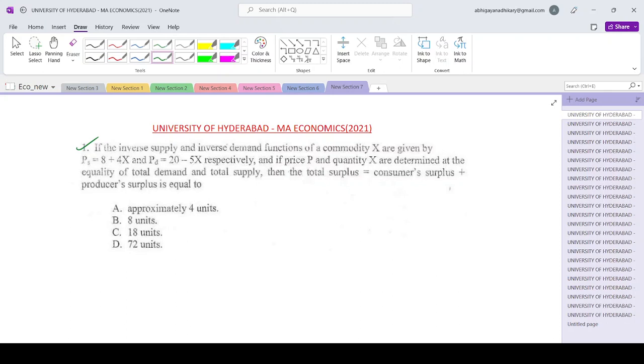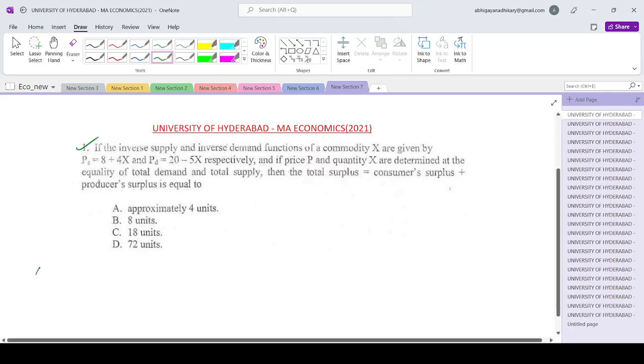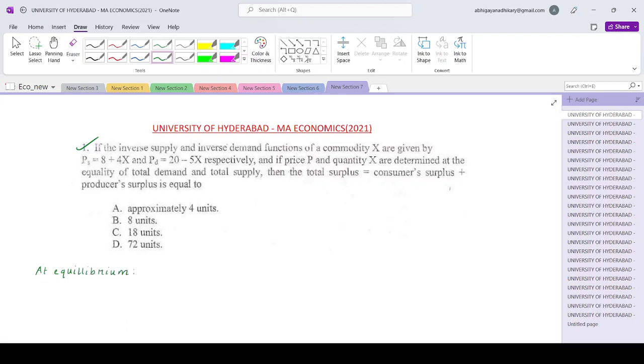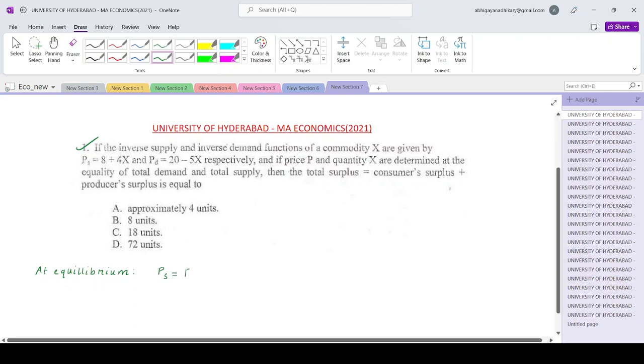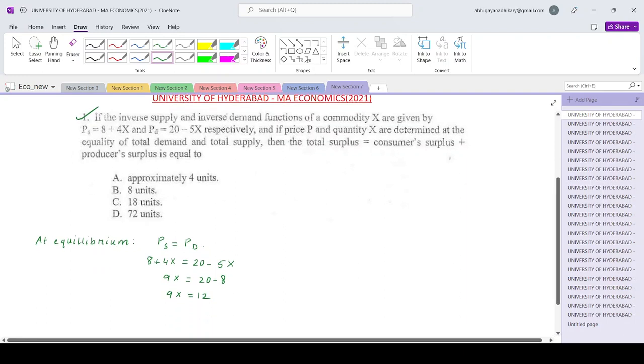First of all, what we need to do is to obtain the equilibrium price and quantity. So we can straight away equate the inverse demand and supply curves. At equilibrium, demand equals supply, so the demand price will be equal to the supply price. So 8 plus 4x is equal to 20 minus 5x. So 9x equals 20 minus 8, so 9x is equal to 12. So x equals 12 by 9, which is equal to 4 by 3.